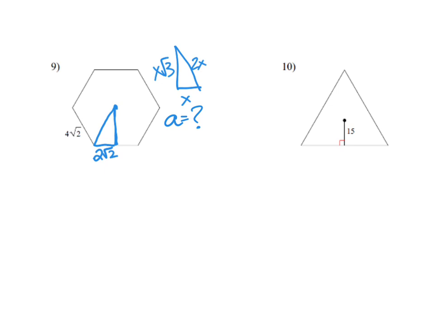All right, all you got to do is take your 2 root 2 and multiply it by a root 3. You actually can multiply those together. You get 2 root 6. So your apothem here is 2 root 6.